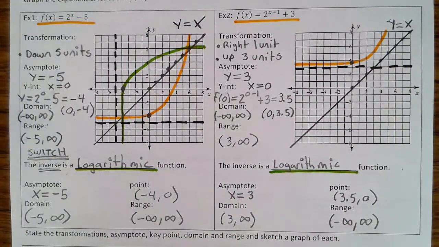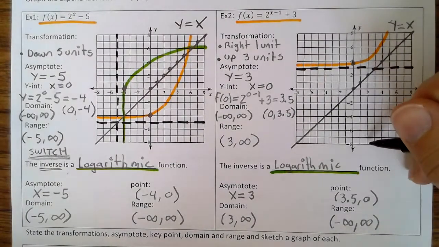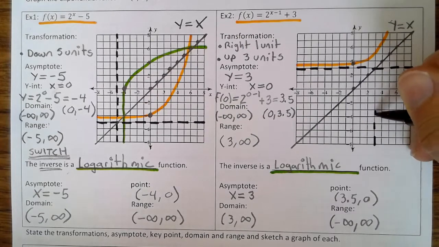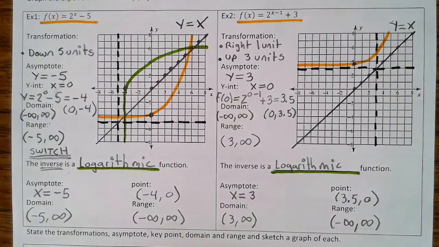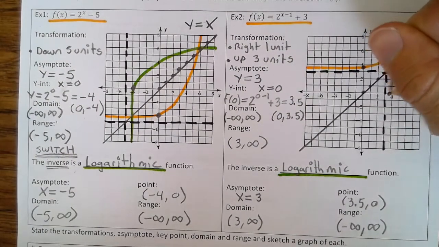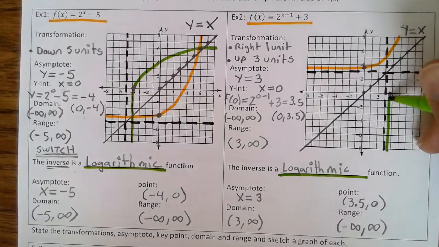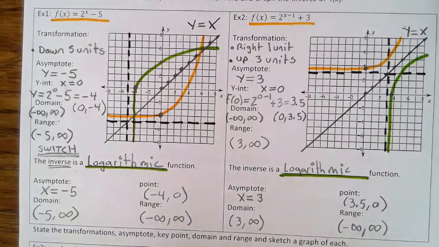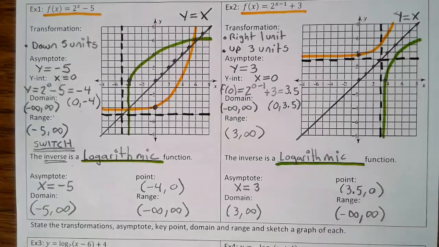So now let's graph the inverse. So first let's graph x equals 3. So 1, 2, 3. Okay. Now let's graph the point (3.5, 0). Now for logs we know it goes up in curves. So here you can see that it reflects over the y equals x line. So we have the inverse. All right, go ahead and finish up examples 1 and 2.